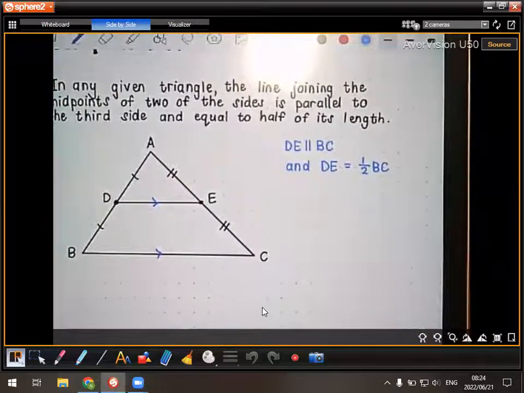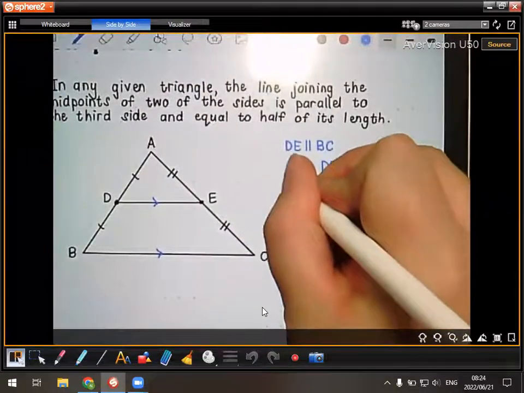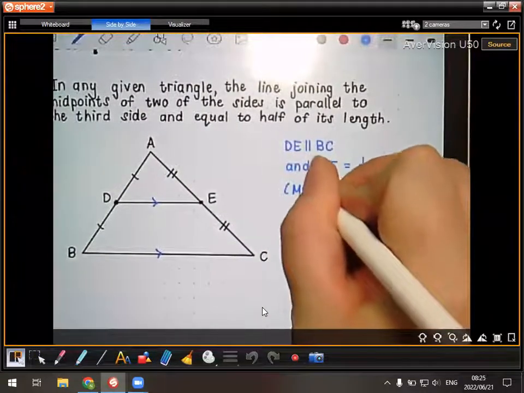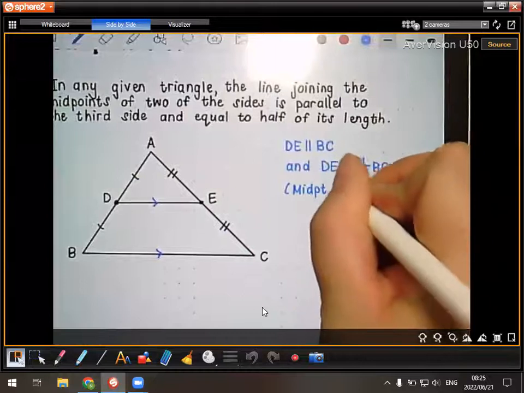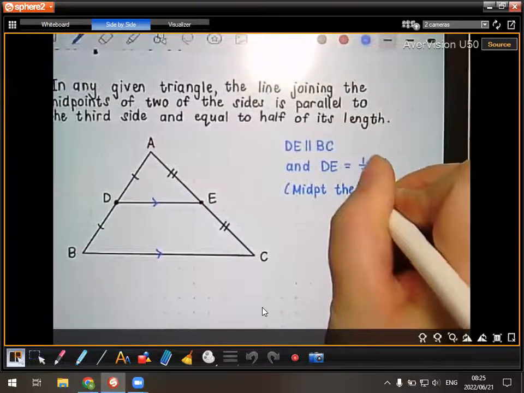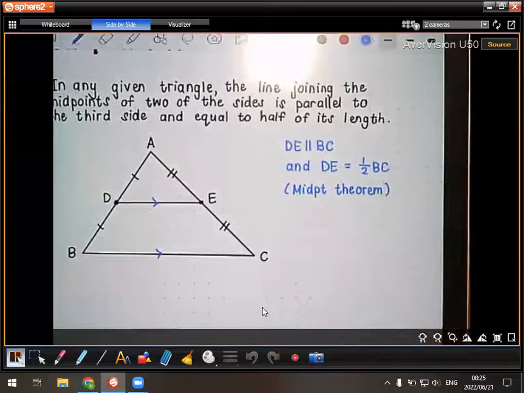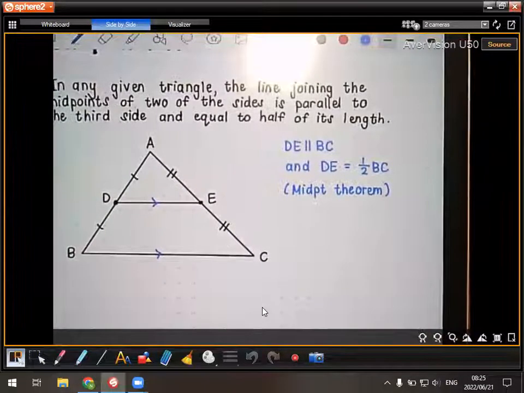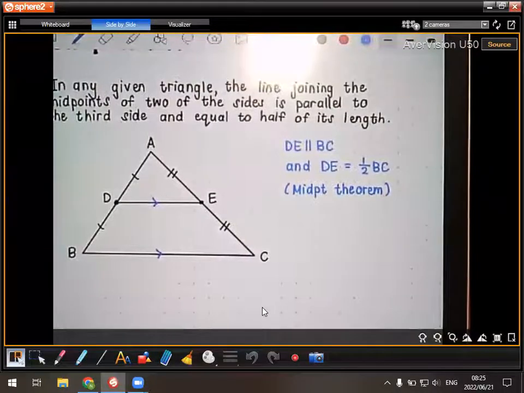Now guys, this is a theorem, so it does have a reason, and the reason for this is very simple. Midpoint theorem. Unfortunately, we can't just write midpoint, that would be a different thing. This is midpoint theorem, so you have to write midpoint here. But you can abbreviate point by just writing pt. Whenever you are using this, that is the reason that you would have to write.